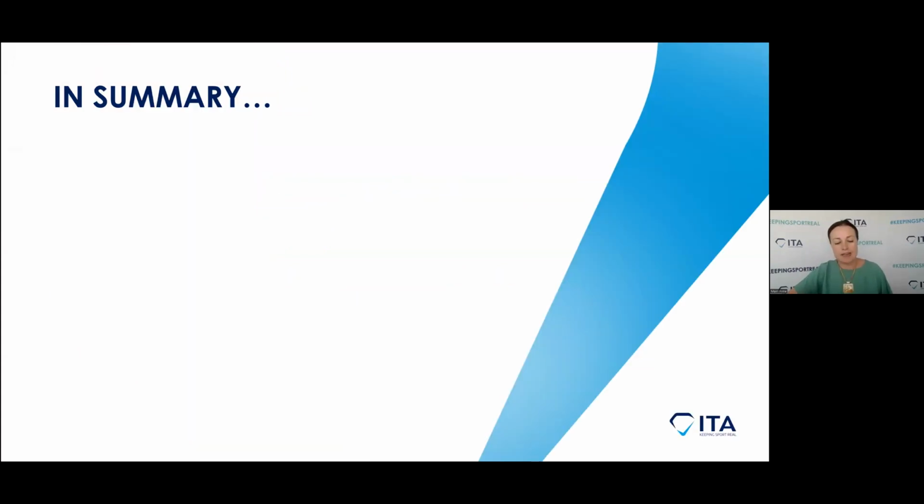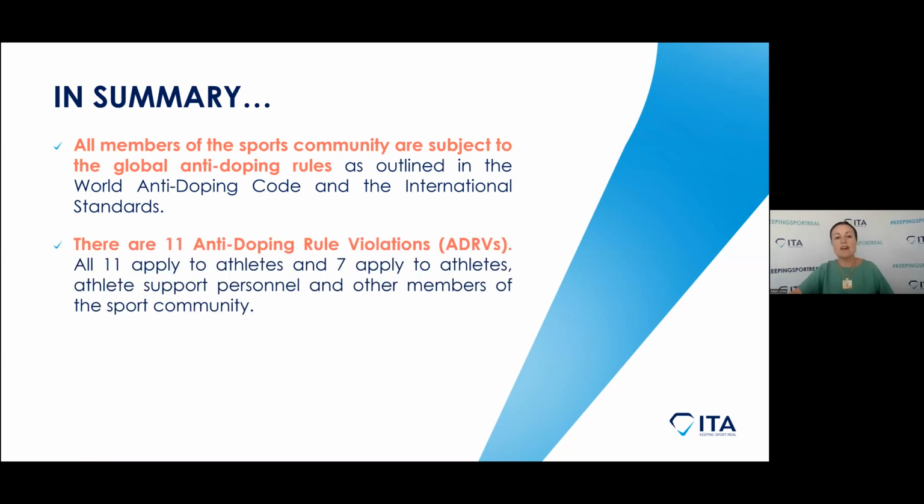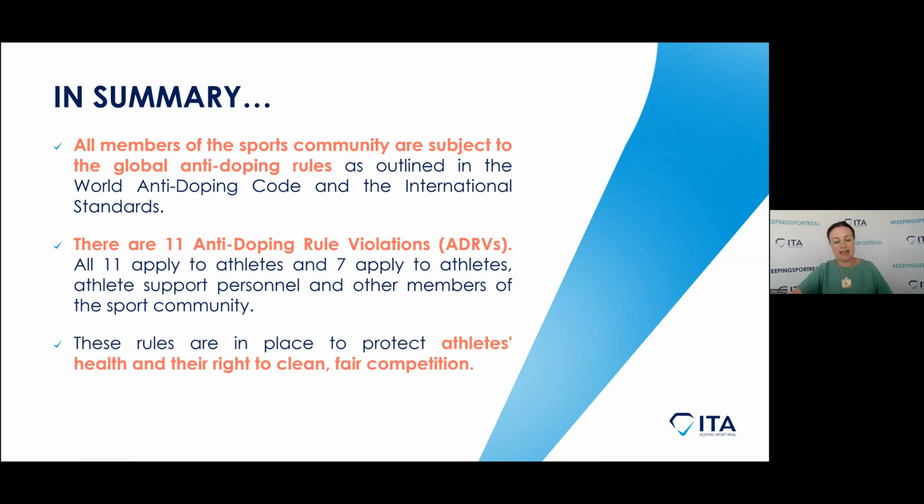So in summary, all members of the sports community are subject to the global anti-doping rules as outlined in the World Anti-Doping Code and the international standards. There are 11 anti-doping rule violations. All 11 apply to athletes, and 7 apply to athletes, athlete support personnel, and other members of the sport community. These rules are in place to protect athletes' health and the right to clean, fair competition. And remember, you are in control. Educate yourself and ask questions. And it's great that you're here today on this journey with me.